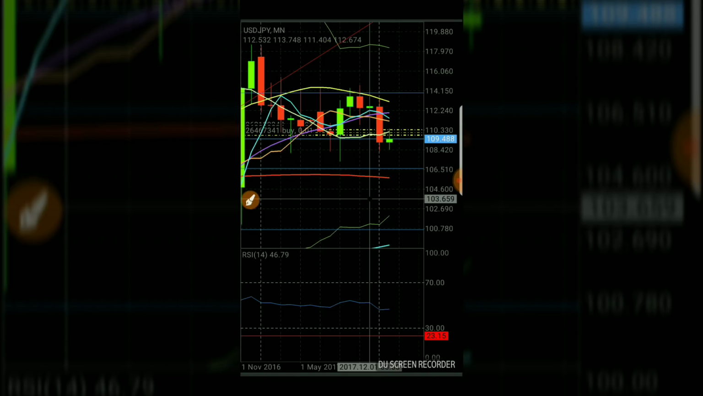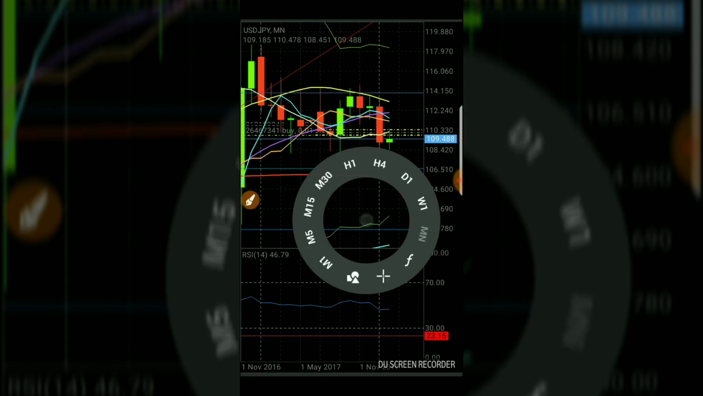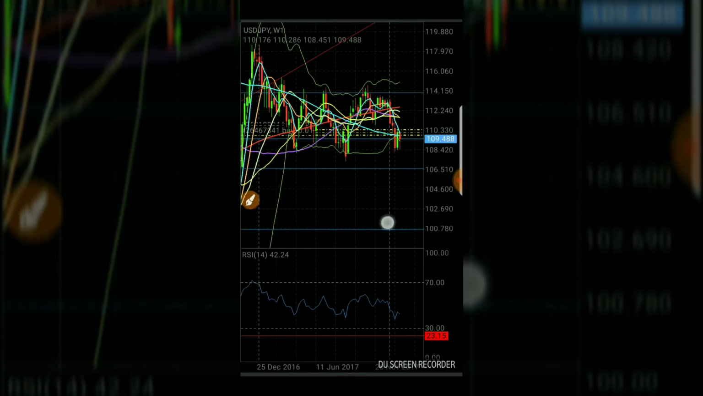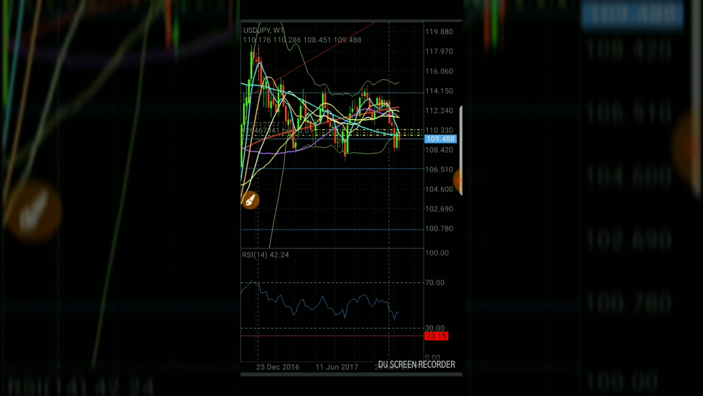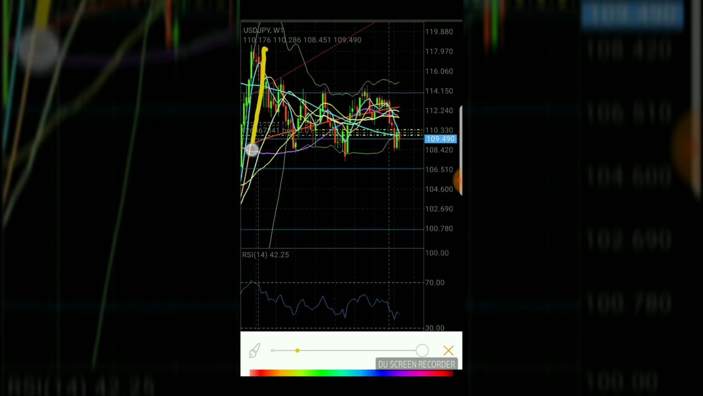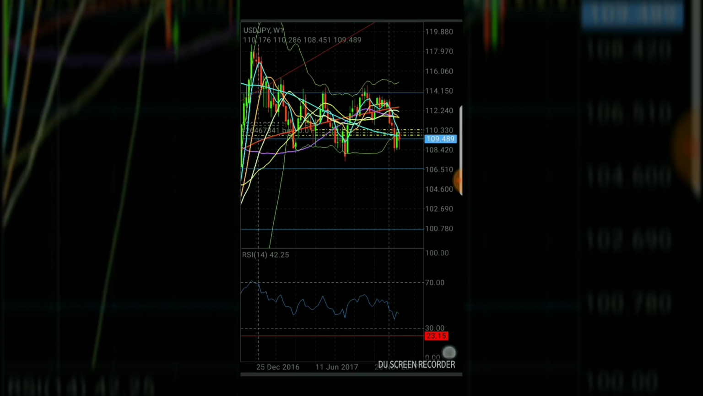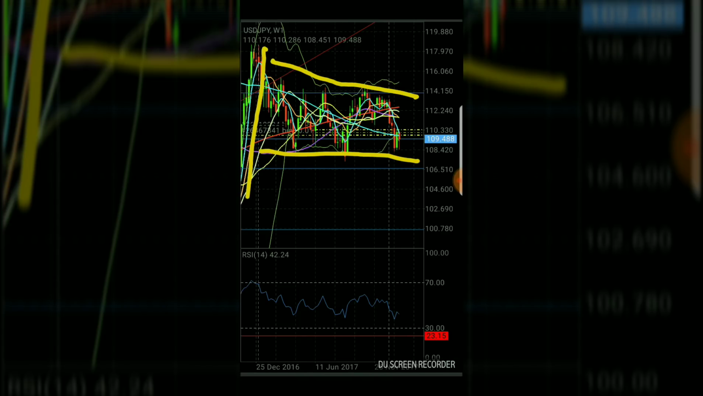Now let's go ahead and look at the weekly view. So the weekly view, same thing. If I squeeze that in, there's your bull flag pattern. Let me get my marker right here. So there's your flagpole and there's your flag pattern. So that is looking real good. I'm going to clear that out.